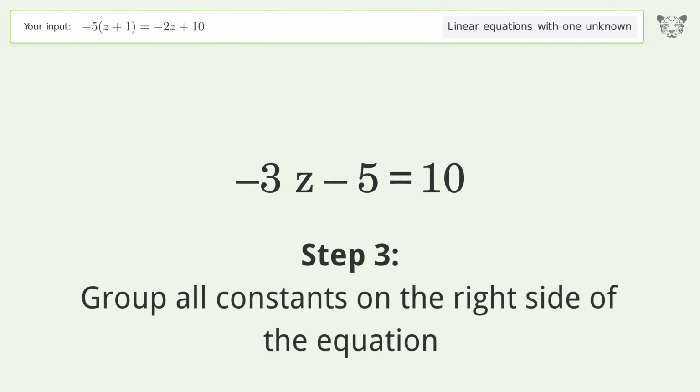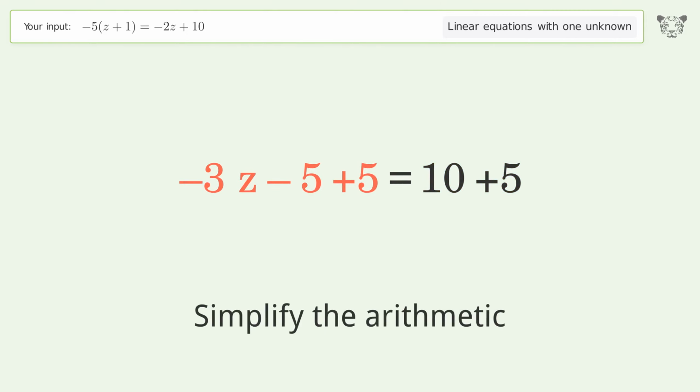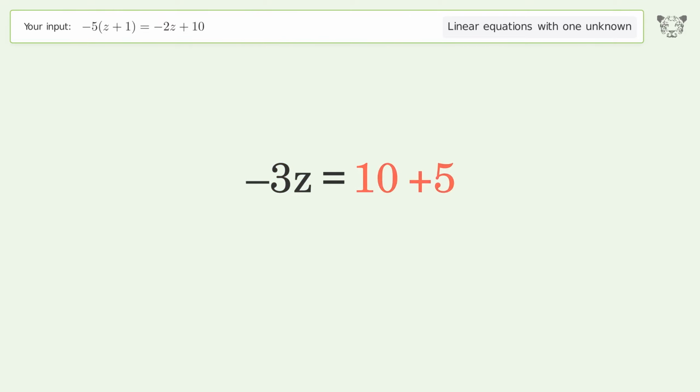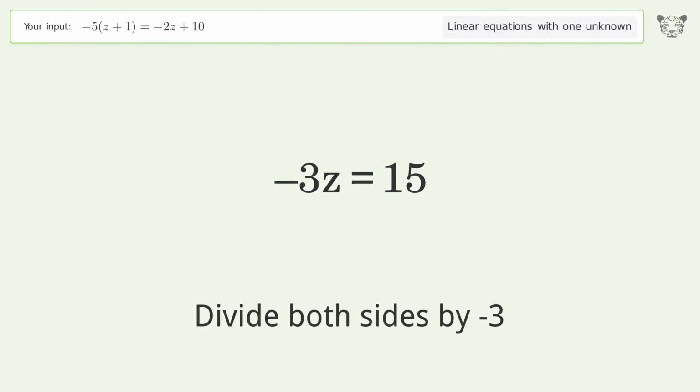Group all constants on the right side of the equation. Add 5 to both sides. Simplify the arithmetic. Isolate the z. Divide both sides by -3.